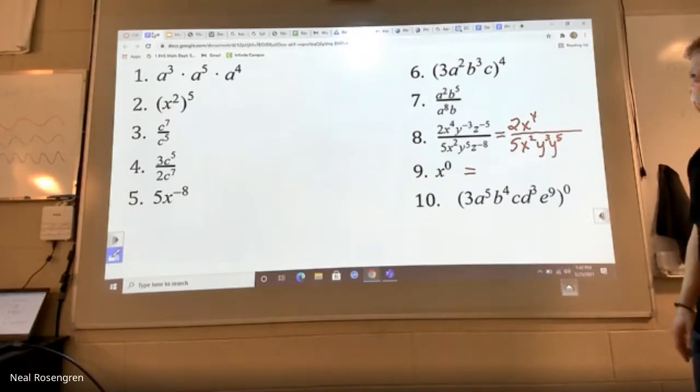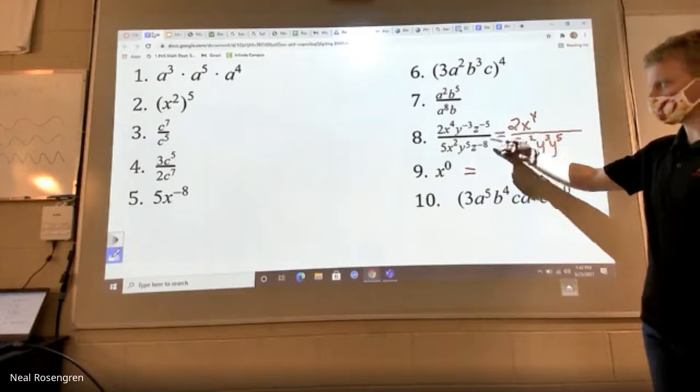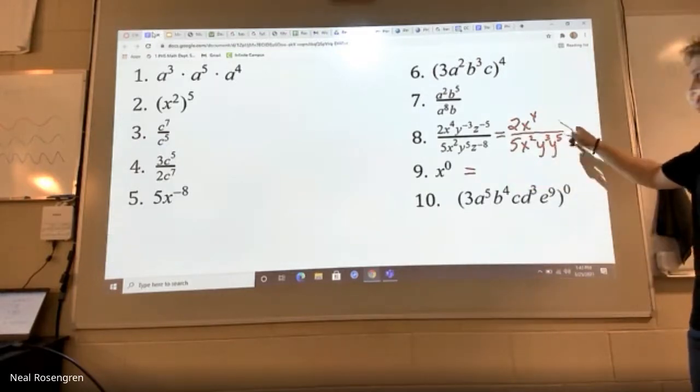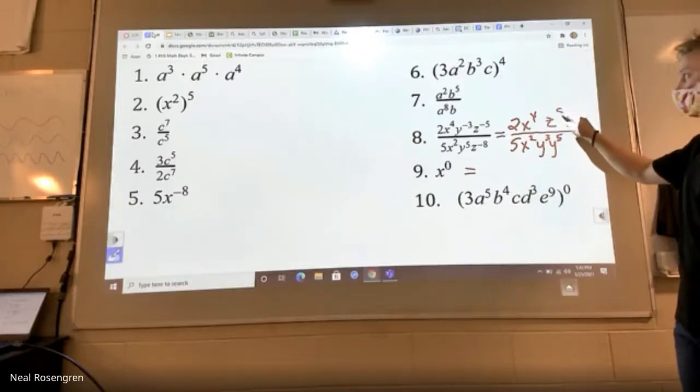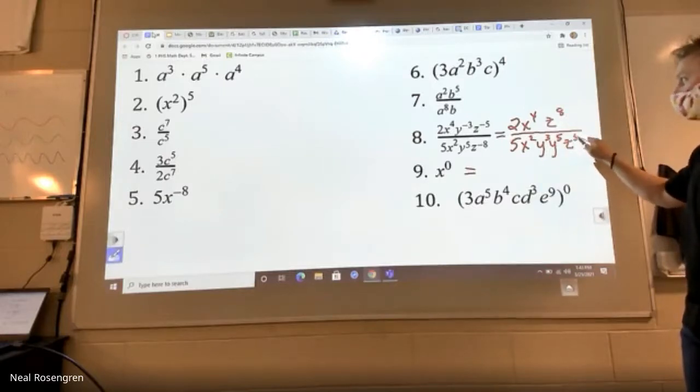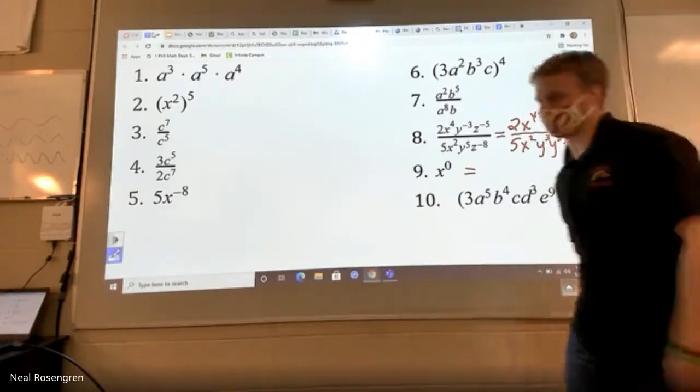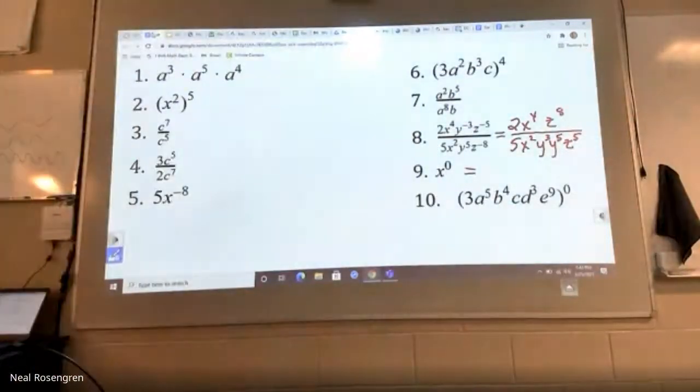Now z's. Z on top's no good. Z on bottom's no good. So they both move. Now I've got a z to the eighth on top and a z to the fifth. Now I put them together. So I like that in between step because then I can just take, like, in my mind, the negative is gone, and I'll just deal with it however.